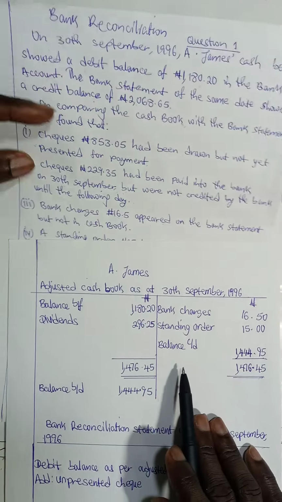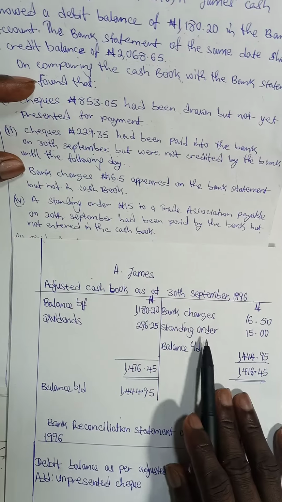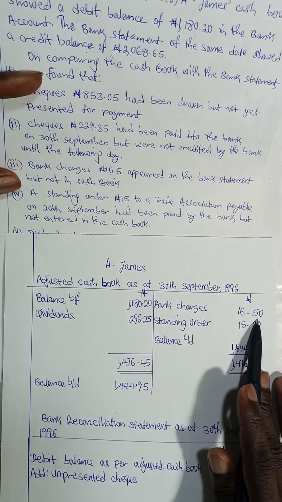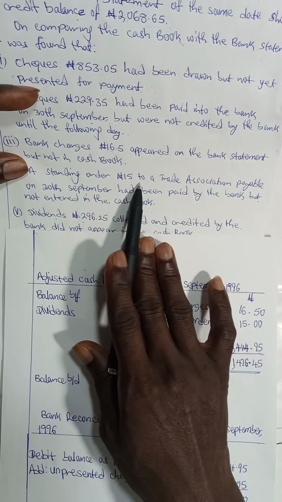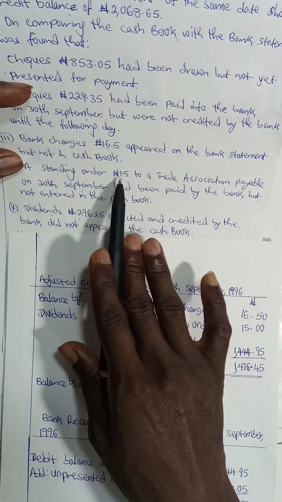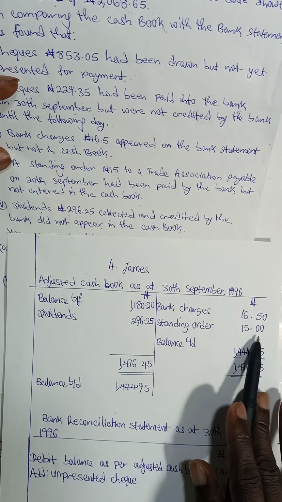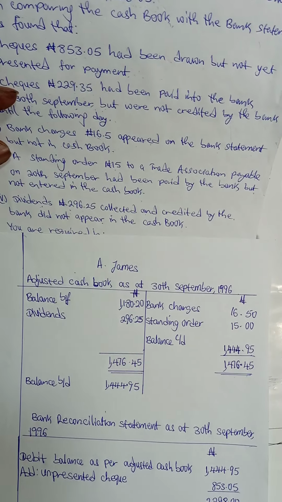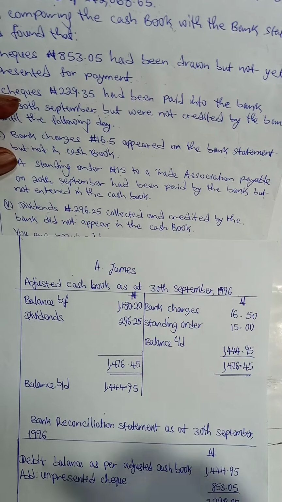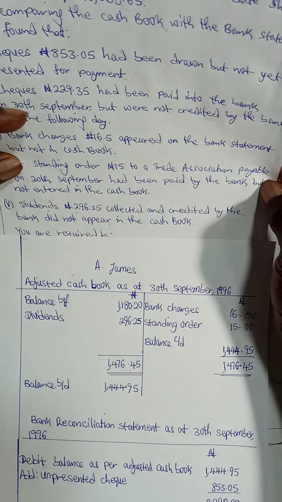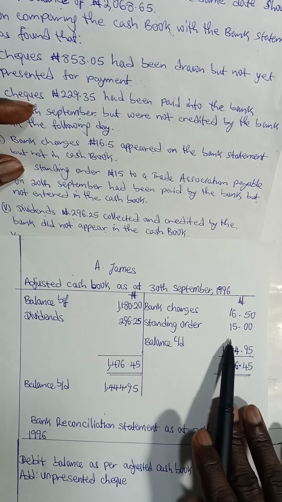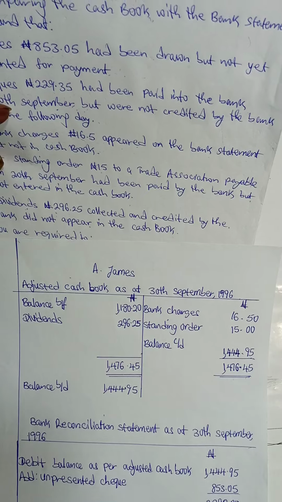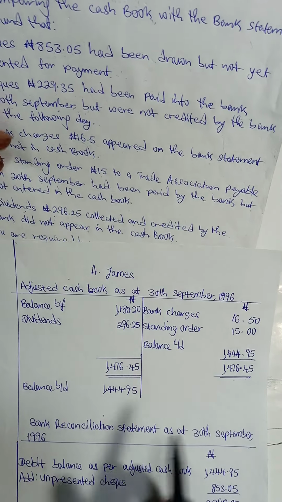Then we saw bank charges here. These bank charges, we said earlier, should be credited to the adjusted cash book. That's why we are crediting it here. Then we can see a standing order also, 15 naira. We have to credit it as we said earlier, because it appeared in the bank statement as a debit transaction. So we have to credit it in the adjusted cash book.